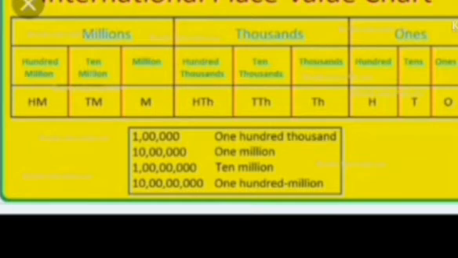Okay, next we go to the millions period. In the millions period also we have million, 10 million, 100 million. So in this international system we have 3 digits in each period. Do you remember, in the Indian system except the ones period we have only 2 digits in each period. But in this international system all periods have 3 digits.